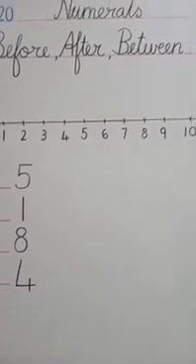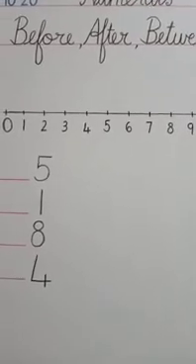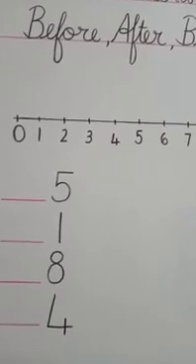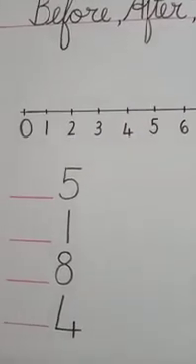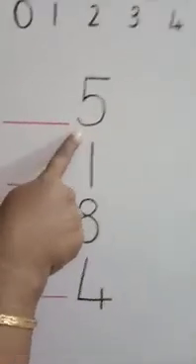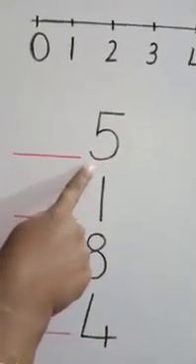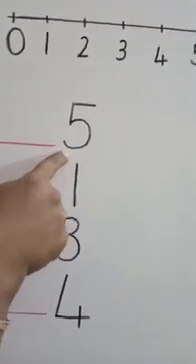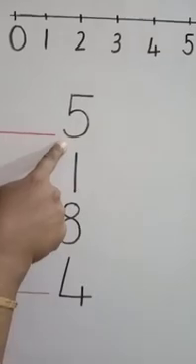Okay. Now first we will see the concept of before numbers. Okay, children. So let's see what is before numbers. Now, which is the first number written here, children? Number 5. Okay. Now look at it carefully. This is number 5. Now we are going to search for this number 5 on our number line.